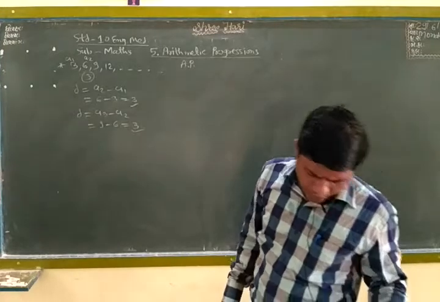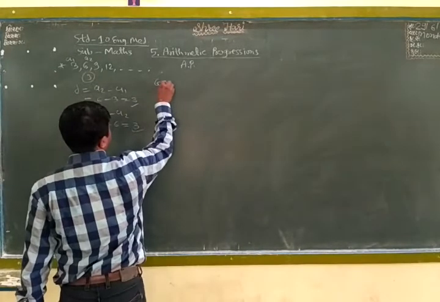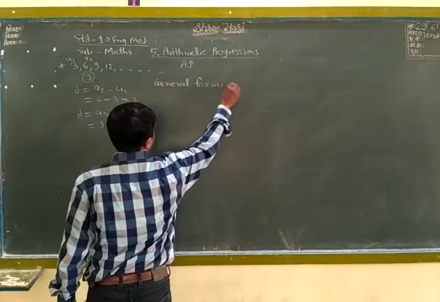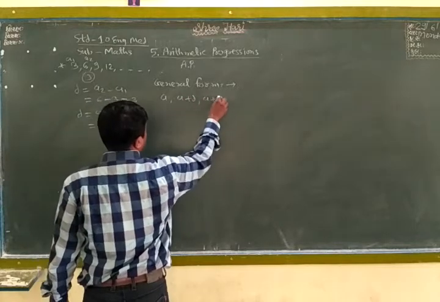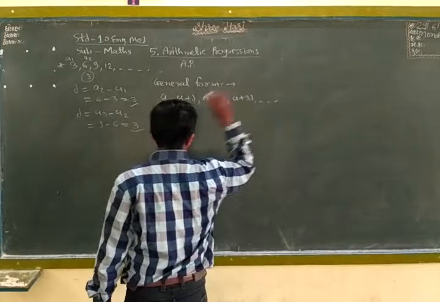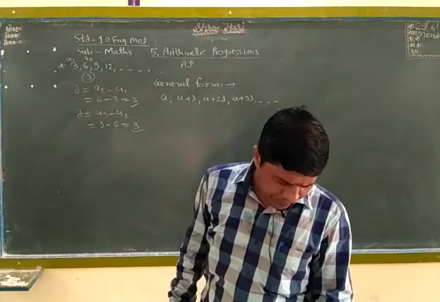Now the general form of arithmetic progression: A, A plus D, A plus 2D, A plus 3D, and so on. This is the general form of the arithmetic progression.